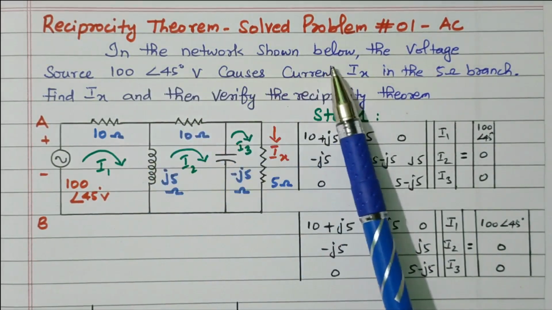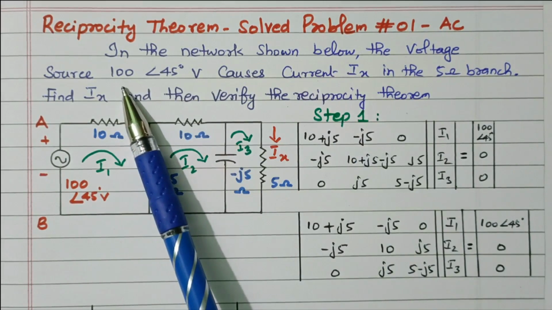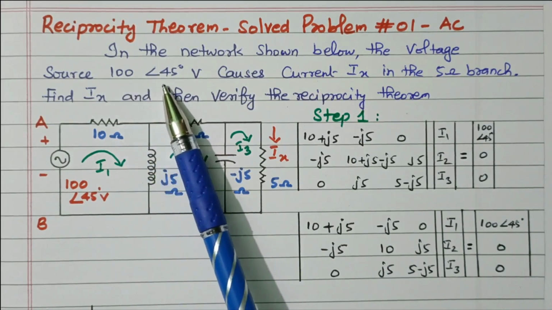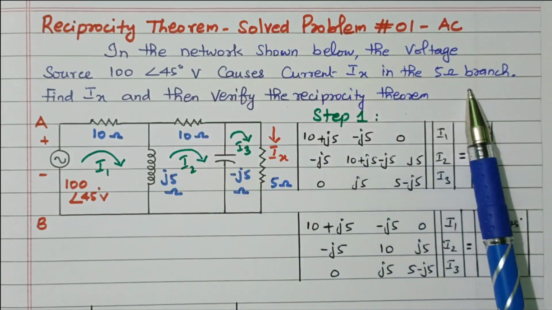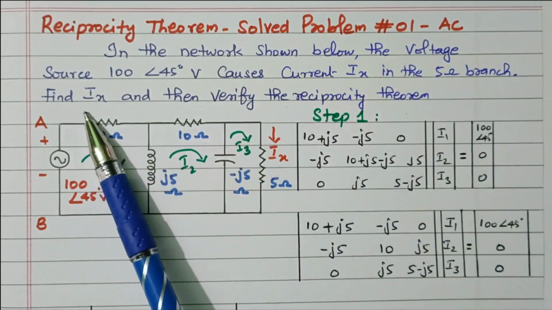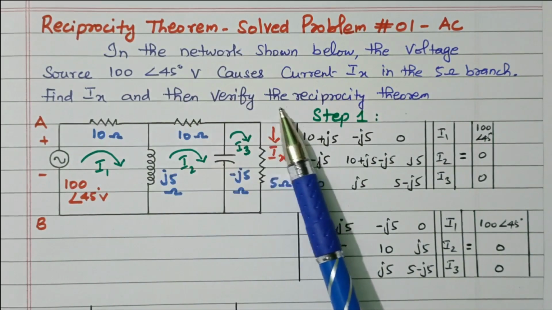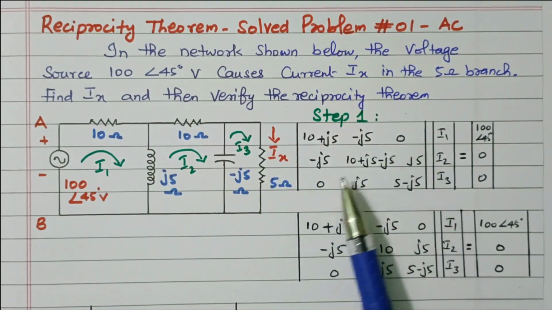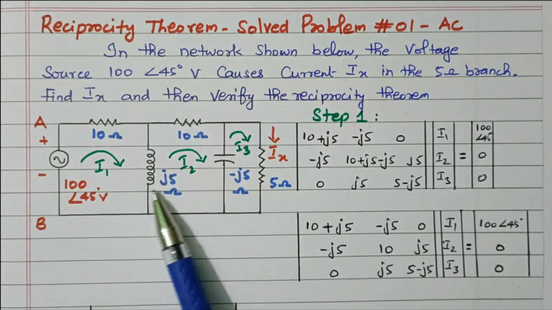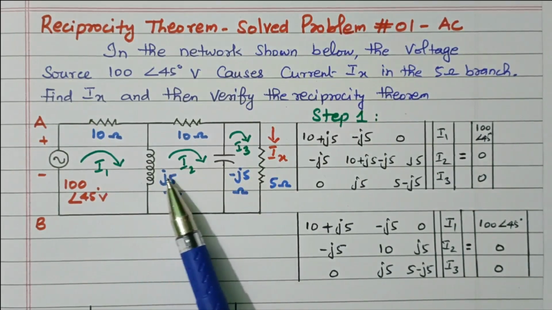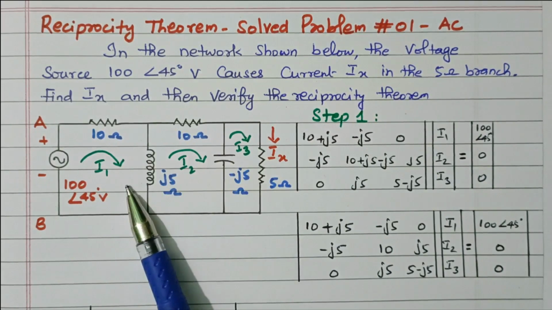In the network shown below, the voltage source 100 volts with angle 45 degrees causes current Ix in the 5 ohm branch. Find the Ix value and verify the reciprocity theorem. So the network is given. There are 3 loops available, 3 branches, 3 loops. I1, I2, I3 are the currents in the 3 loops.